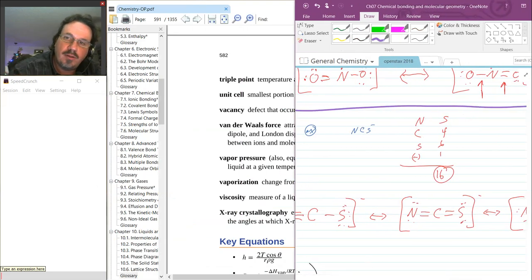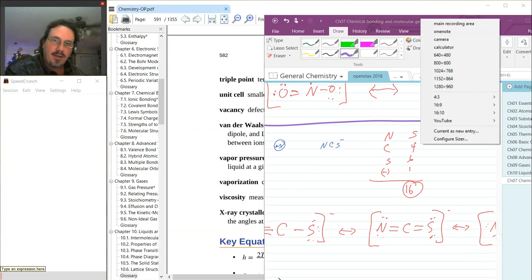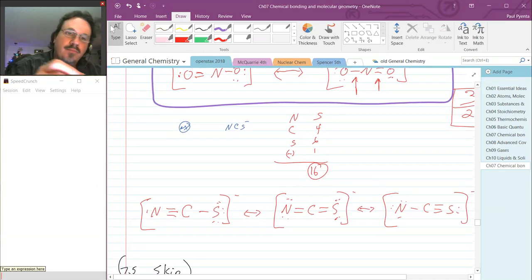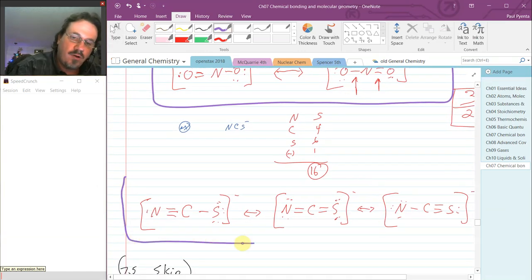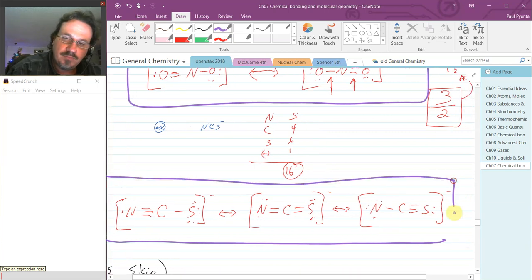Oops, I didn't want to do that. Let me get that back here. Okay, there we go. Sorry about that. Just hit the wrong button. There is my overall correct structure then of that molecule.